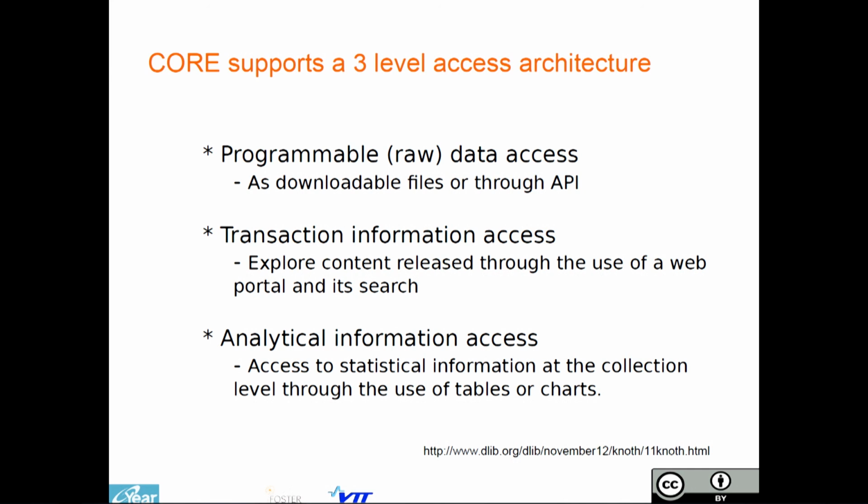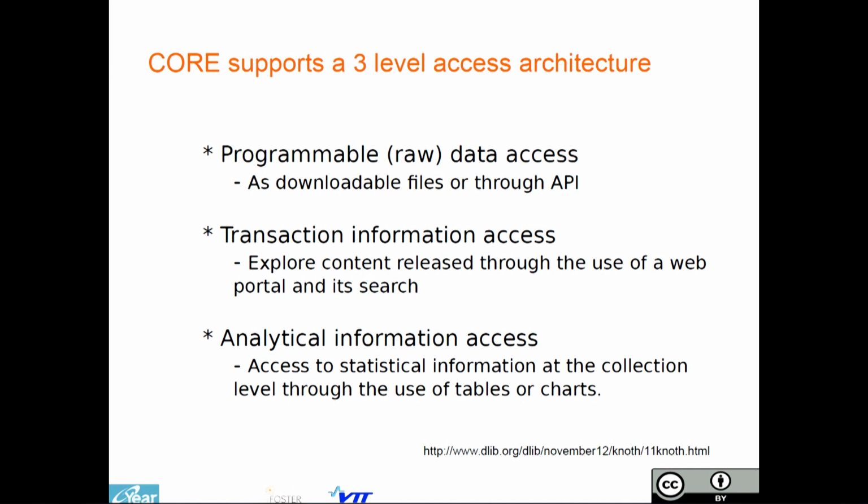And what is the difference between Core and, for example, other search engines such as Google Scholar or Microsoft? The thing is that Core provides 3-level access to information: the programmable, the transactional, and the analytical. The programmable means that something can be used by developers, and it can be shared through an API or another type of technology that someone wants to use. Now, the transactional information access means that the user can get into a search engine and find the information. This is something that Google Scholar and Microsoft provide as a service.